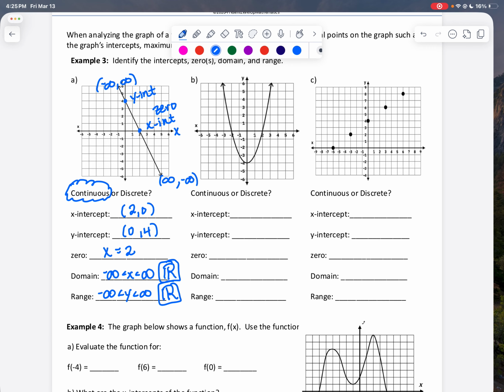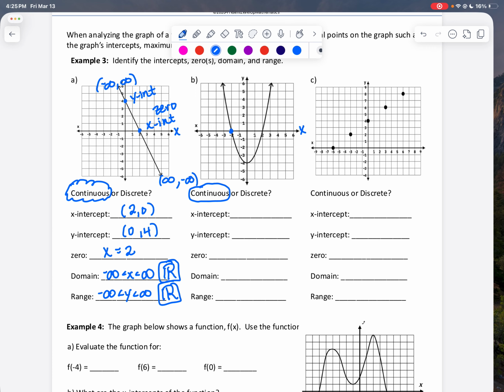All right, so for our next function, we have a U-shaped graph that opens up, and it wants to know if it's continuous or discrete. Well, since it's all connected, we would say it's a continuous graph. Now, in this problem, something interesting happens because when they're asking us for the x-intercept, there are actually two of them. So look at the graph and see if you can figure out where that U-shape touches the x-axis.